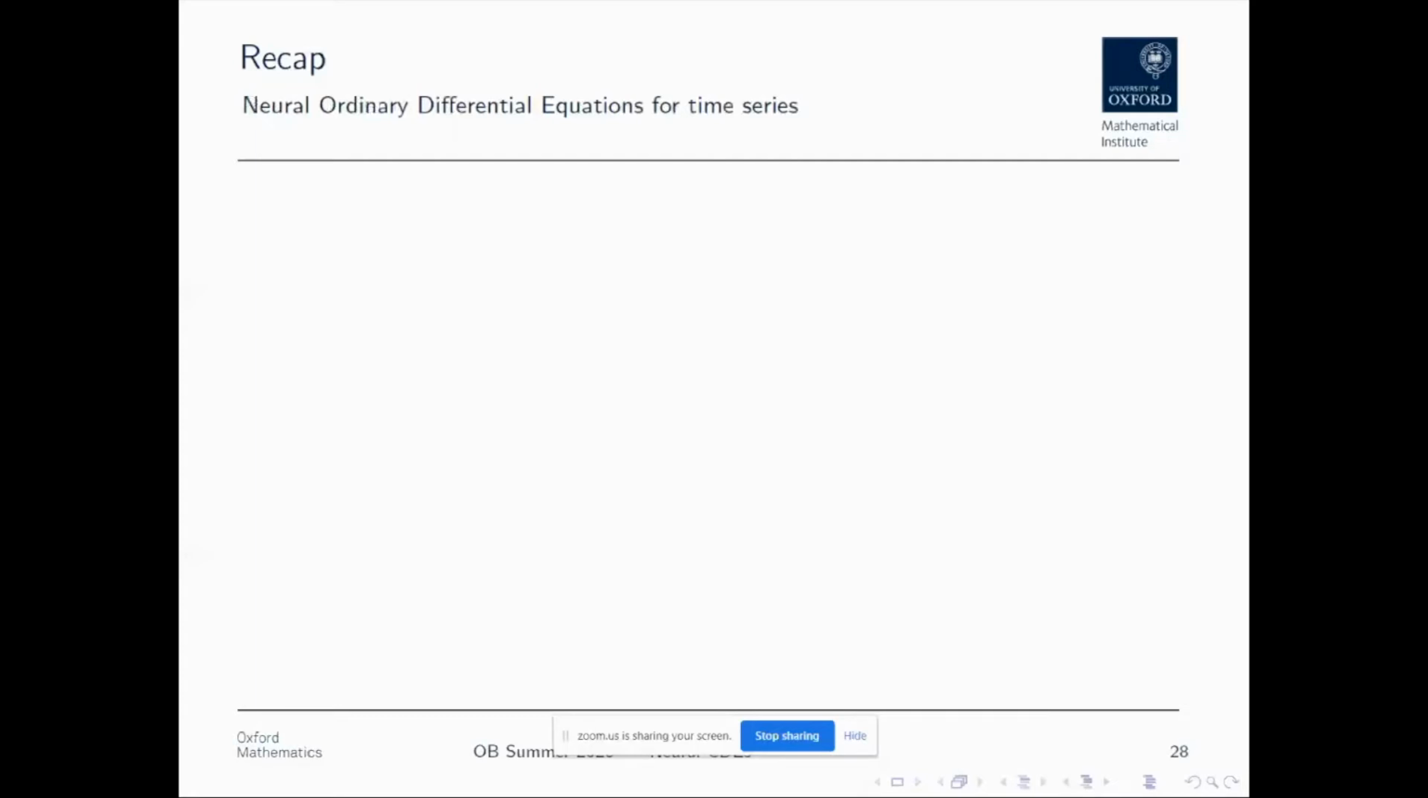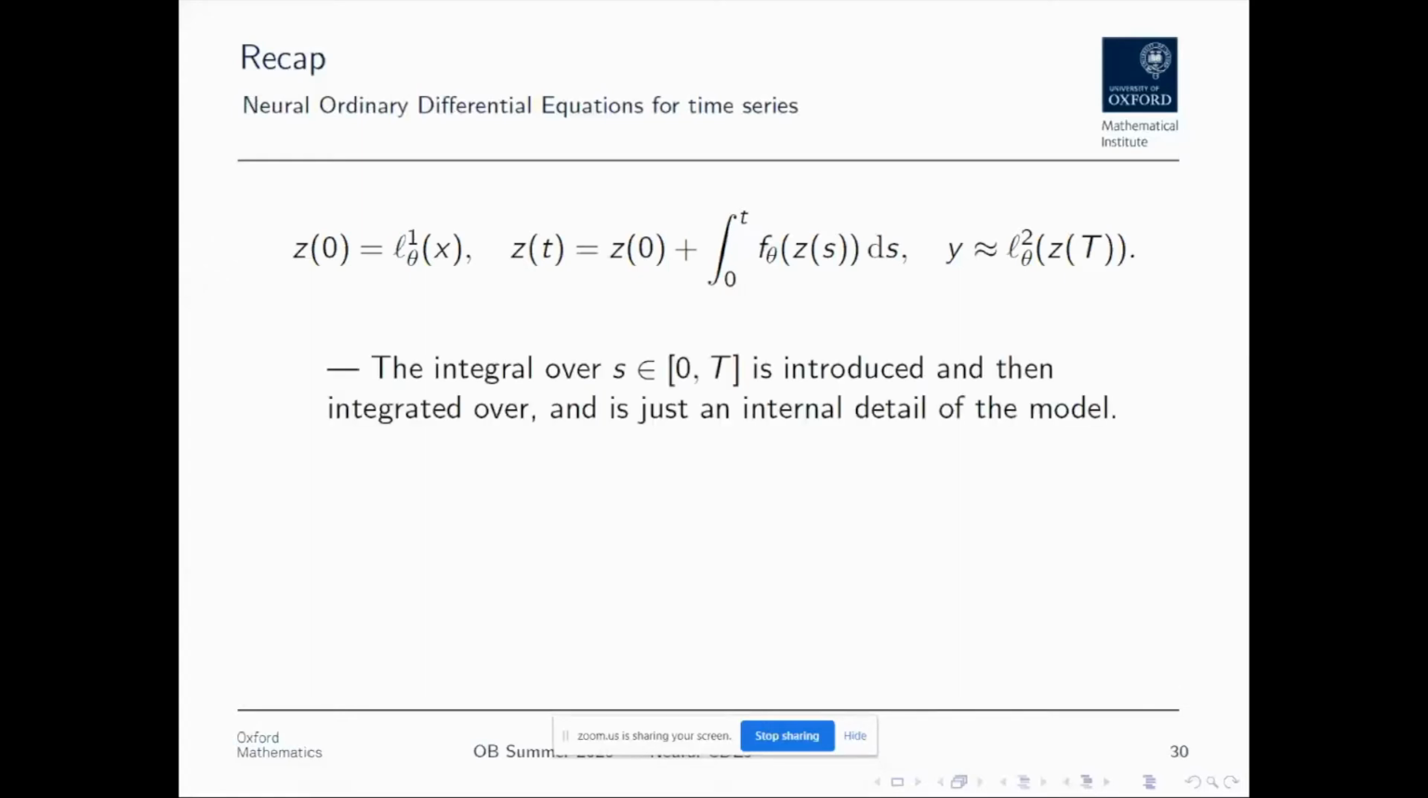So how do we apply neural ODEs for time series? So that's the equation for a neural ODE that we've already seen. Now, this integral over S that we've introduced, this is introduced and integrated over.